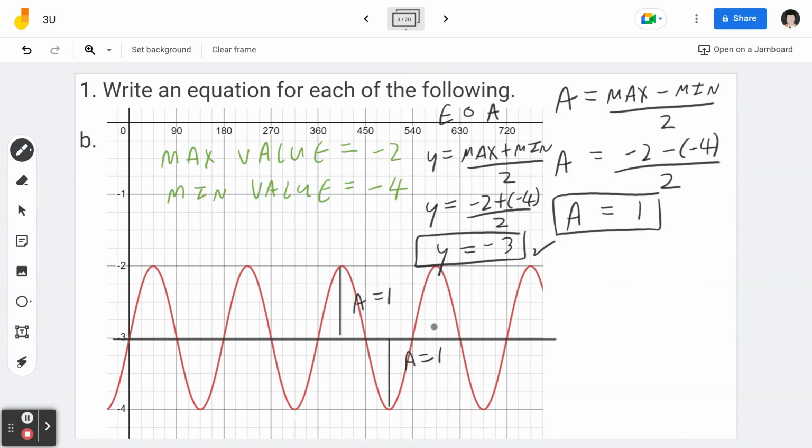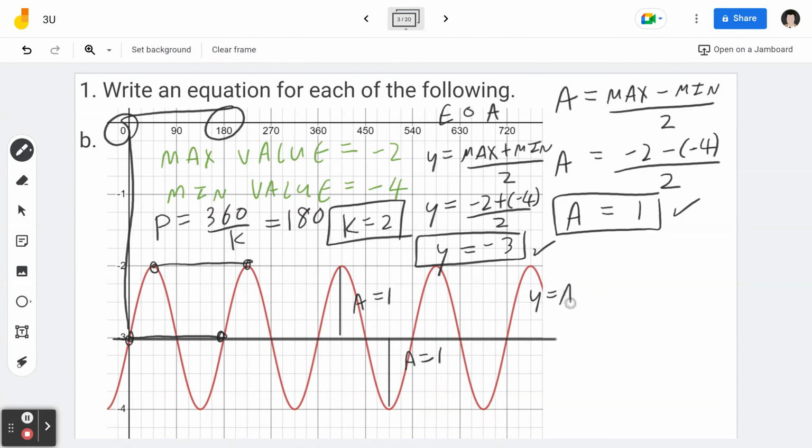We're now ready. So if you start with y equals a times sine of k times x minus p, plus q, y equals, again, the amplitude is 1. You can write down 1. You can leave it blank. Both are fine. You write down sine. The k value is going to be 2 this time.